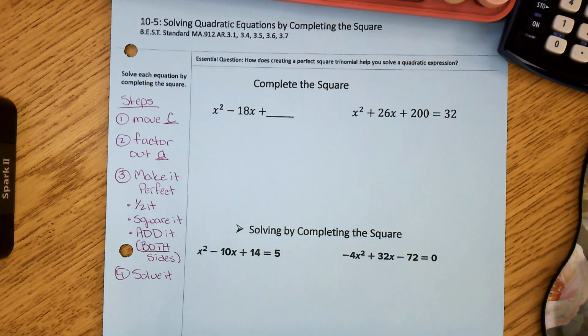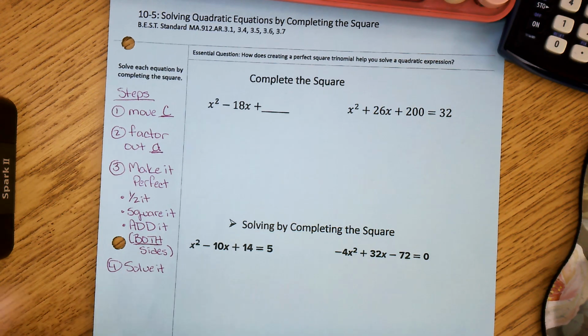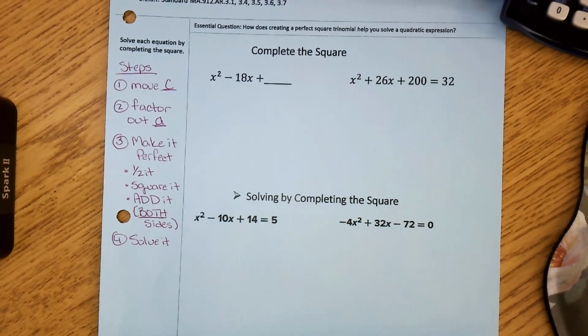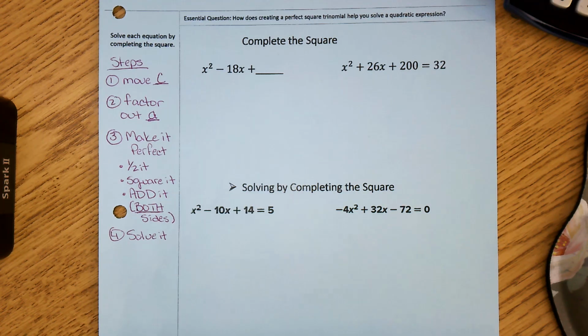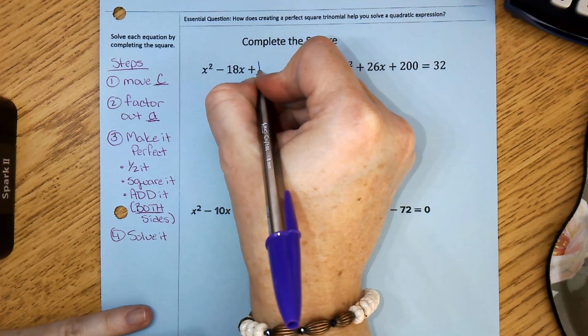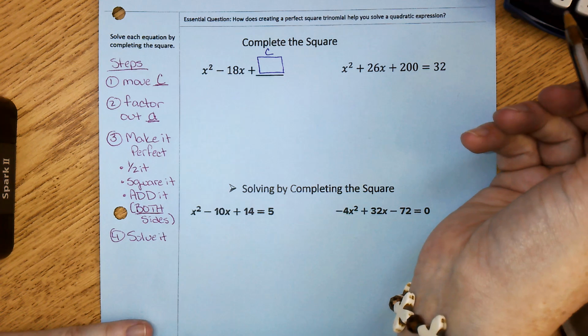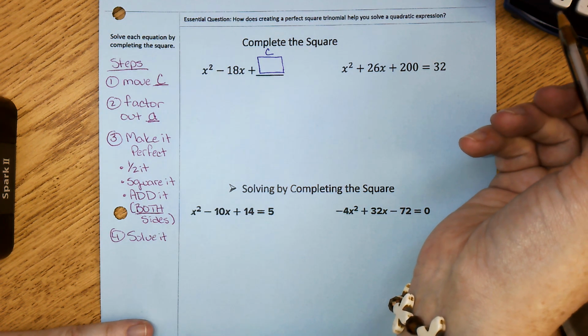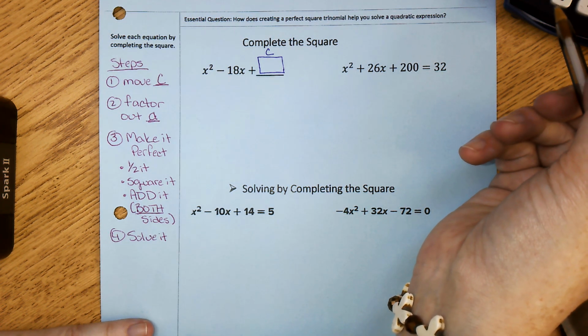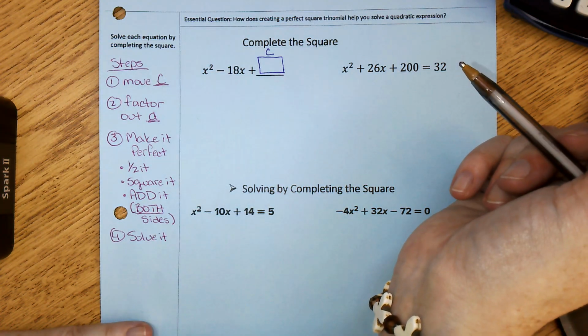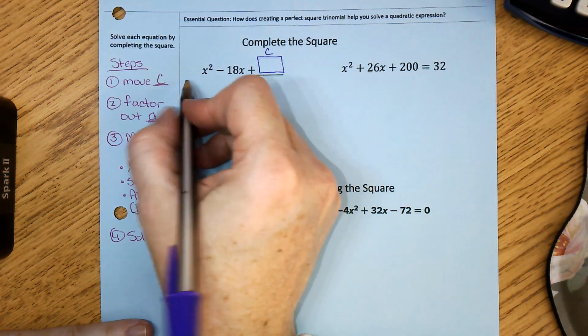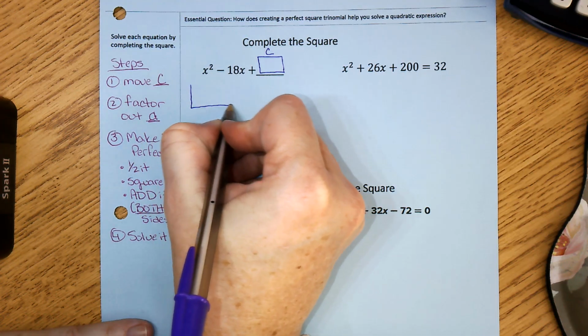Now, let's talk about step 3. So step 3, we're going to talk about some of our steps in here. So we have x squared minus 18x plus blank. Inside this blank would be our C. And we're wanting to complete the square, which means we want it to be a perfect square. So we're going to find the C that would make this term a perfect square. Well, how do we find a C? Well, we are going to reverse factor, basically.